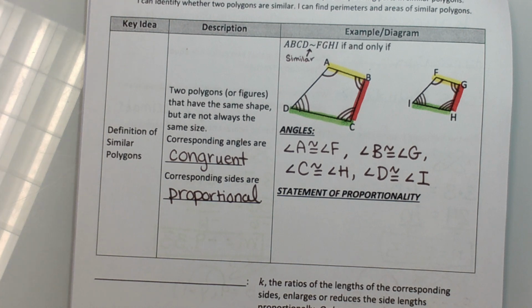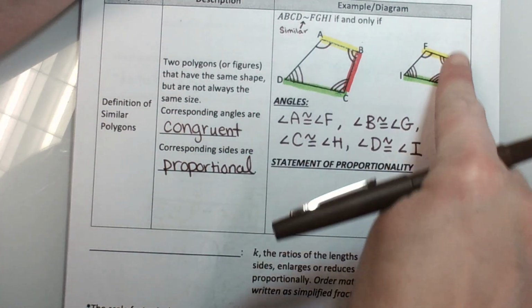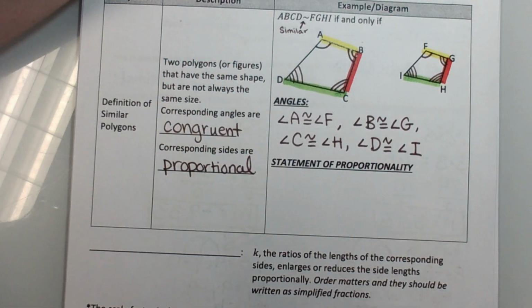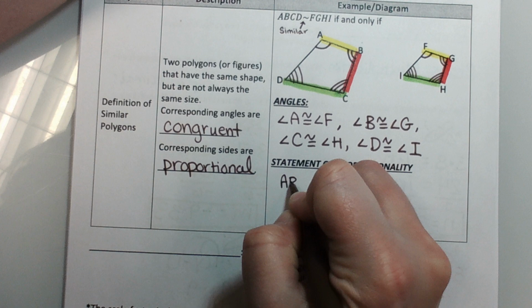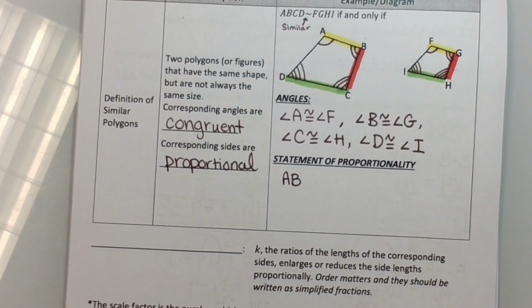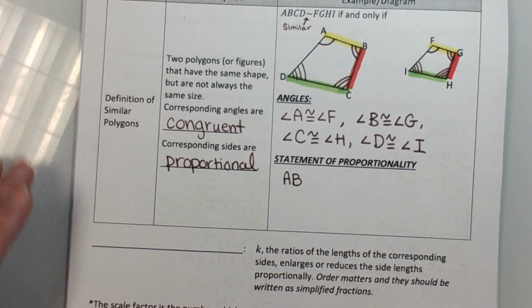Okay, now corresponding sides must be proportional, so I have to be able to make the fractions with them. If I choose any side length to start with, it doesn't matter which side I start with, I'm going to start with this one, AB. That sets up how my extended proportion needs to go. This extended proportion is known as a statement of proportionality.